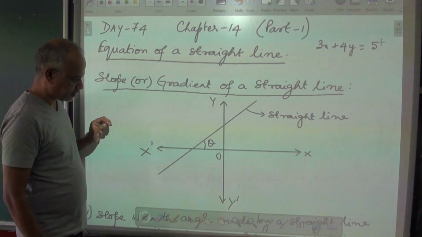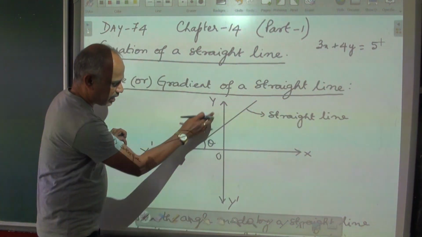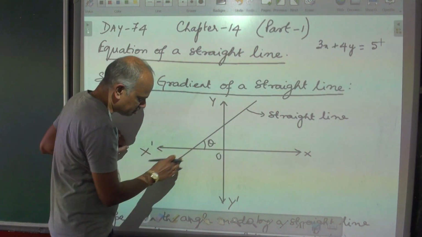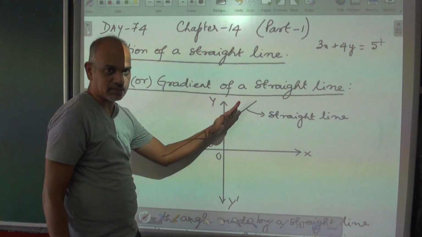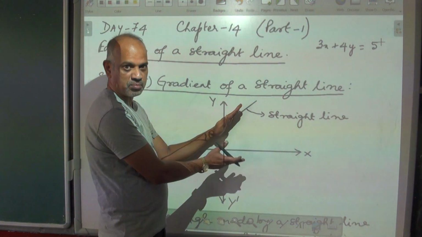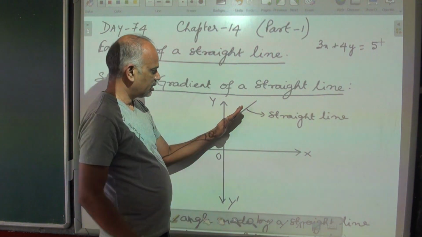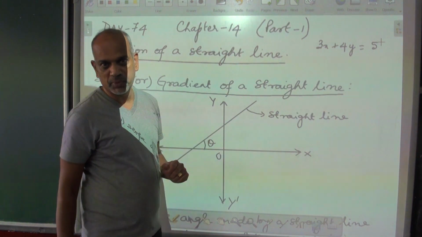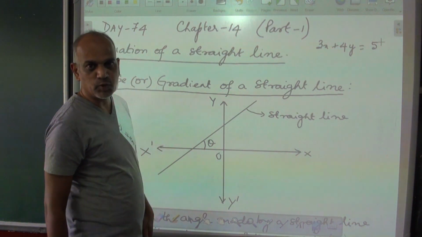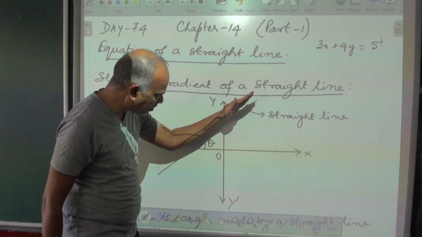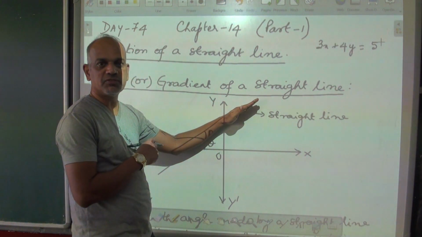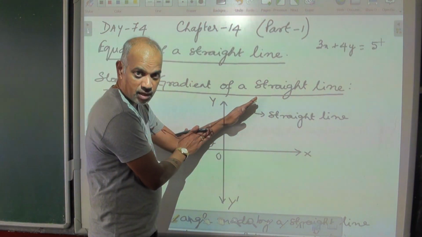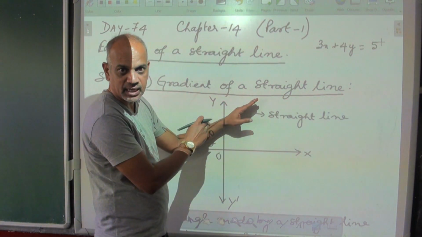Look at this figure. This is the x-axis and this is the y-axis. And the straight line that I have drawn is this one. So it is at a slant. So this has some slope. So to find the slope, there are two methods of finding slope. The first method is you have to know the angle made by the straight line on the positive direction of the x-axis.